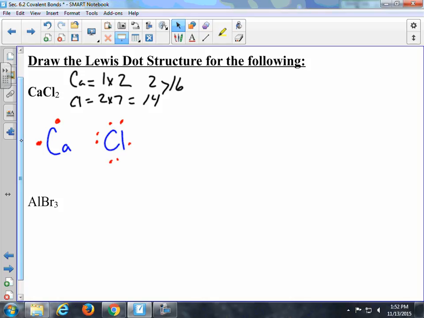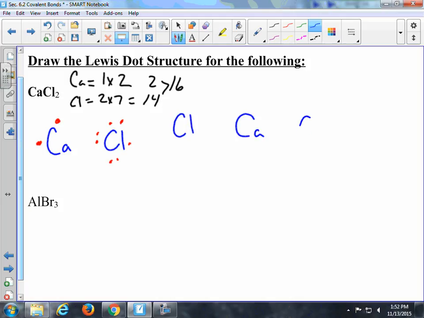is we have to make our skeleton. And remember, we put carbon in the middle. If we don't have carbon, we're going to put the least electronegative element. Looking on your electronegativity chart or knowing your electronegativity trend, which one of these has a smaller electronegativity? The answer, calcium. So I'm going to put calcium in the middle, and I'm going to surround it by chlorine.